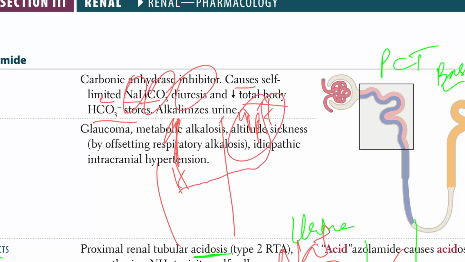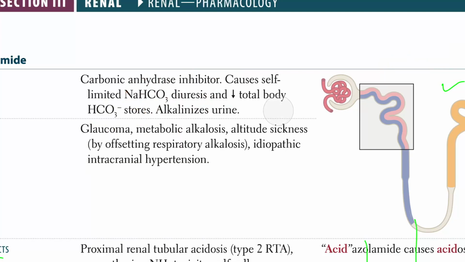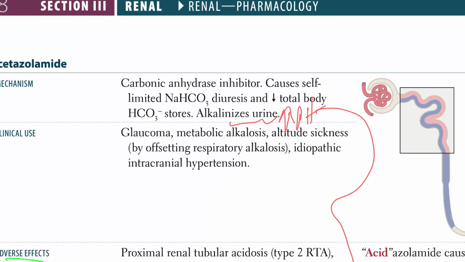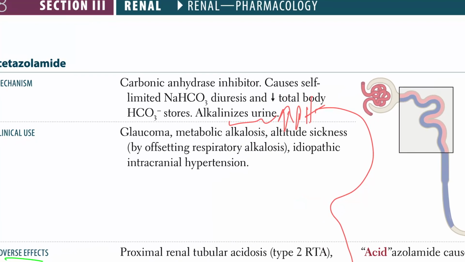I don't know if they mentioned that. Promote calcium. Here, look at this thing. That increased pH would cause stones, calcium phosphate stone formation, which are insoluble at high pH. So this is the mechanism of action of carbonic anhydrase inhibitors. Let's talk about the clinical use now.